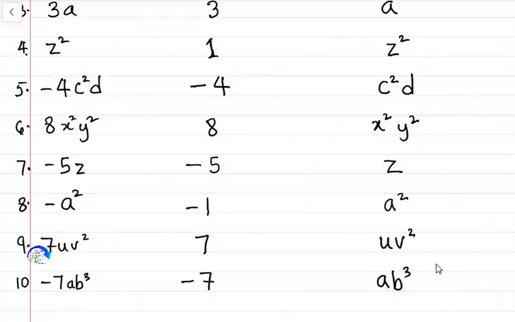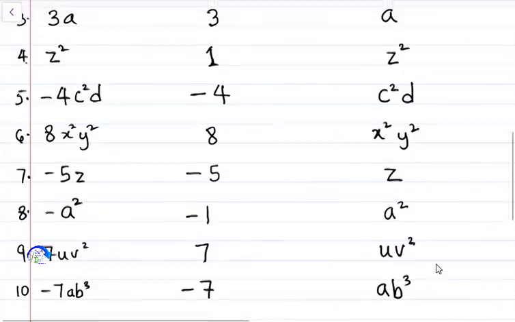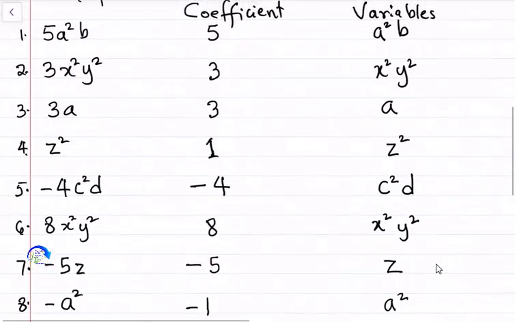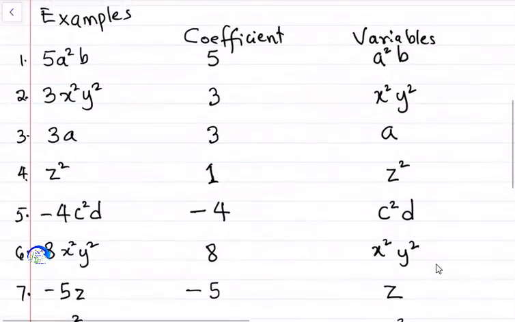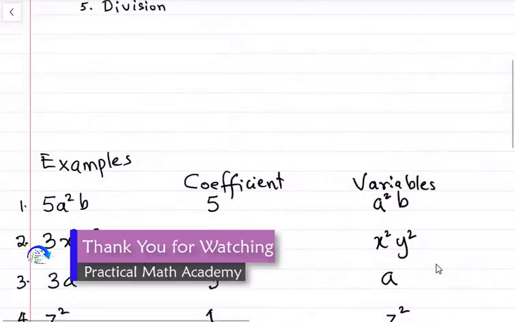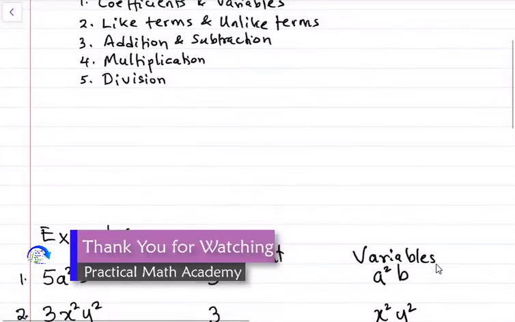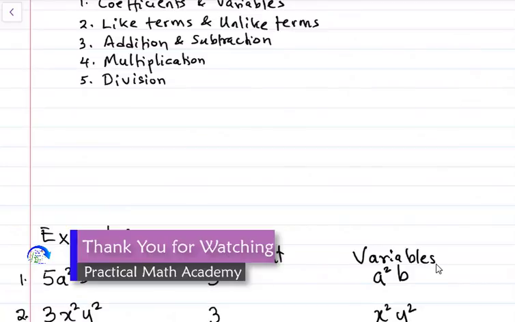So in this video, you've been able to see clearly what variables and coefficients are. So in the next video, we continue to look at number 2, like terms and unlike terms.